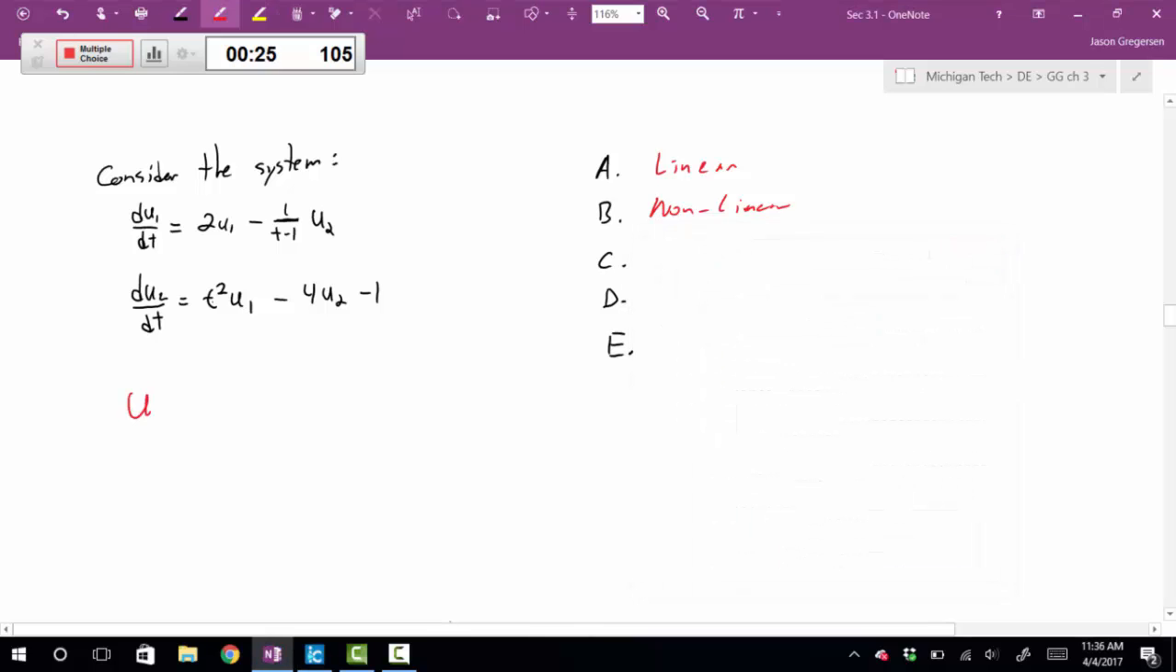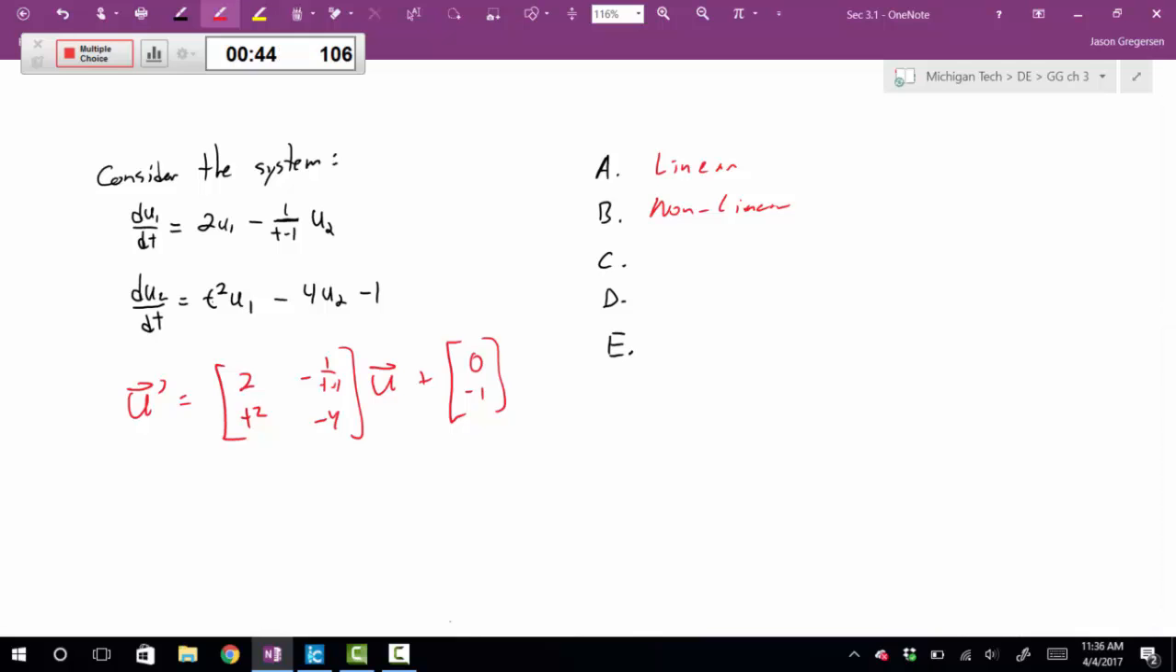Well, let's see. I can write this as u prime is equal to the matrix 2, negative 1 over t minus 1, t squared, negative 4, times my vector u, plus the vector 0, negative 1. I've written it into that form. So it is linear. Even though there's t squared and 1 over t minus 1, that's still okay. It's linear in the dependent variables. I can't have u1 squared, the cosine of u2. I can't have u1 times u2, right? And that's the case we had up in the population model. So this is linear. Okay? Homogeneous or inhomogeneous?